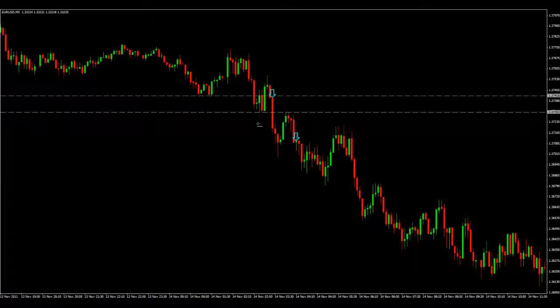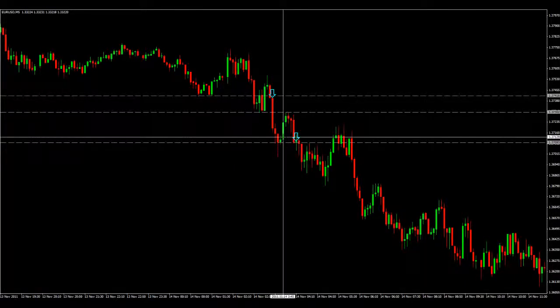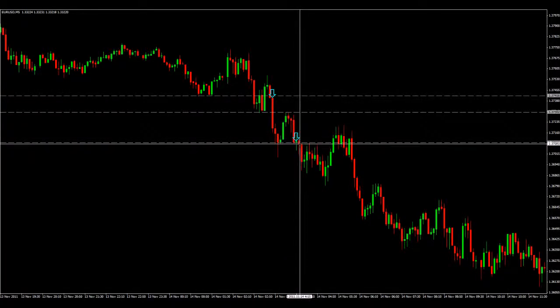And I'll go ahead and add the next support level. So as you can see, we had the price come back down, and I'll go ahead and add that next level, and that is definitely one that's sticking out. So now what we're waiting for is for price to break down under this level, which it happened right here.